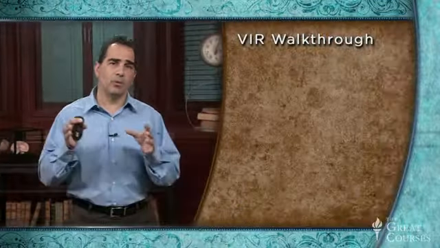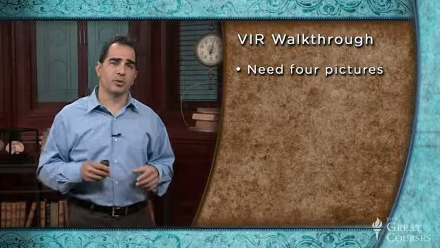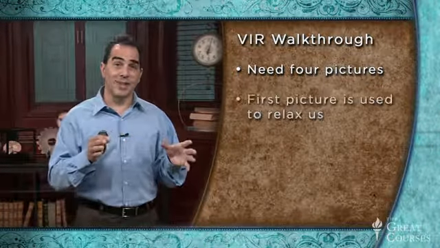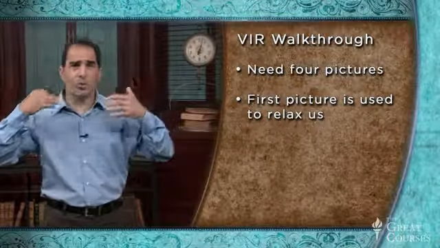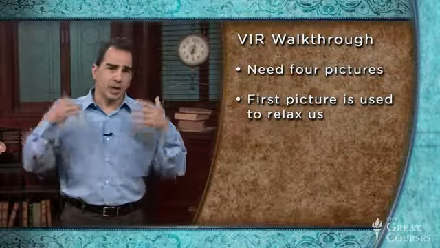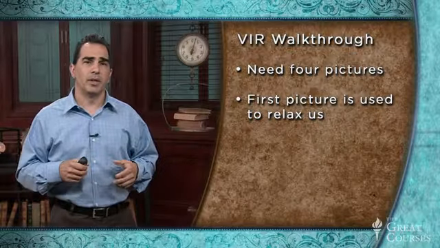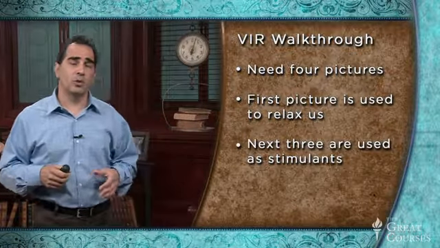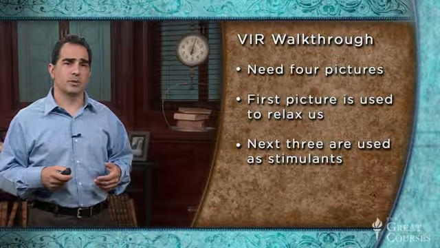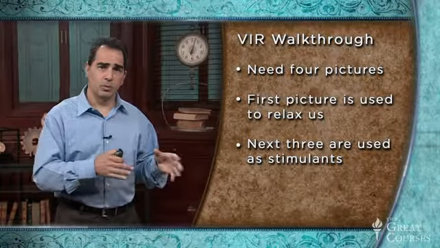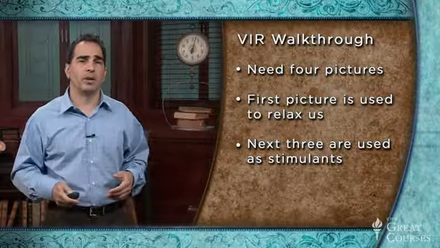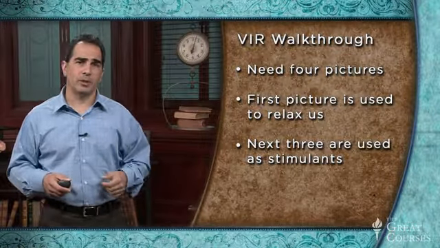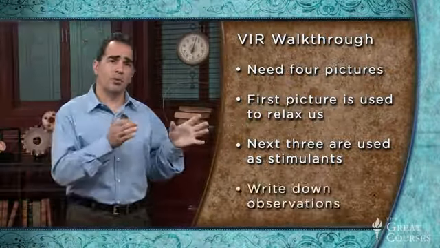So here's how VIR works. You'll need 4 photographs, 4 pictures. The first picture is designed to take you away, to relax you, to allow your mind to decompress, to take a short vacation. Then the next 3 photographs are used as stimulants. We look at the first picture, we relax, we gain some distance, we slow our thinking down, and then we look at the next 3 and record our observations.